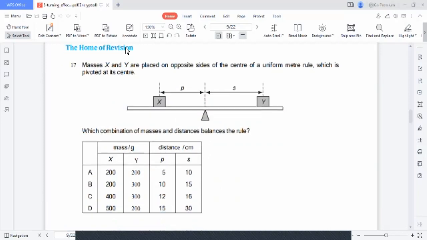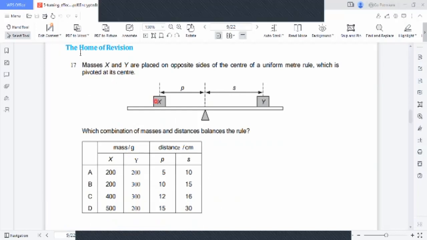Number 70. The mass X and the mass Y are placed on opposite sides of the center of a uniform rod, which is pivoted at the center. Which combination of masses and distances balances the rule?